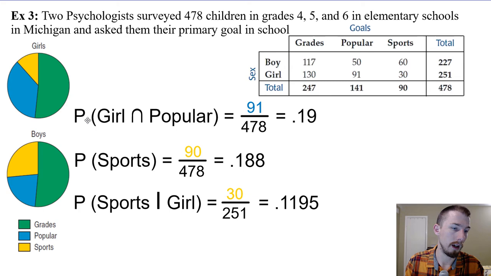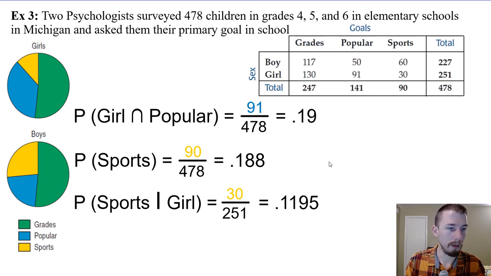Now clearly there's an association if we look at the graphs of all these conditional distributions for the girls and the conditional distribution for the boys. They're not the same. So it looks like boys are much more likely to be interested or concerned with their primary goal being sports, and girls are much more concerned about being popular. And since all these breakdowns in grades were actually about even between the two, it's really just between popularity and sports that the differences between these boys and these girls lie.